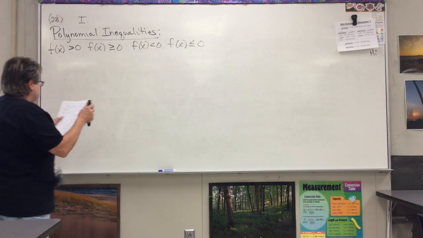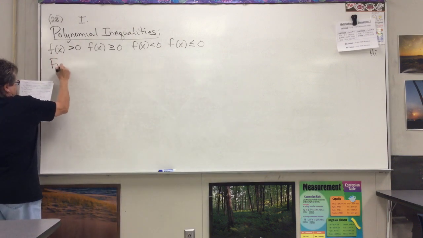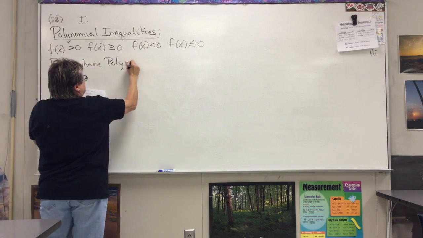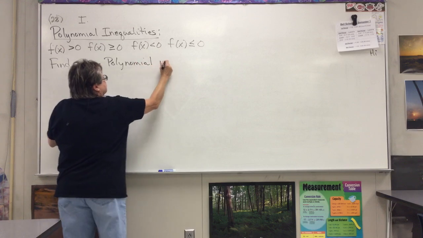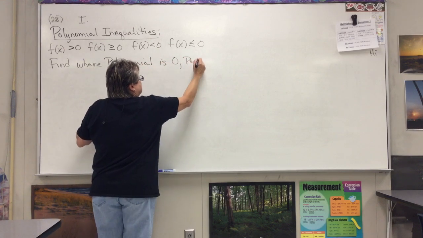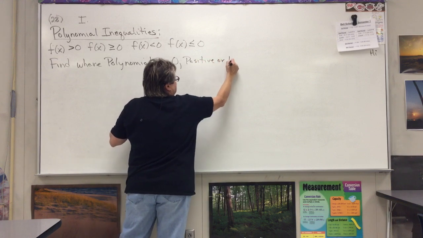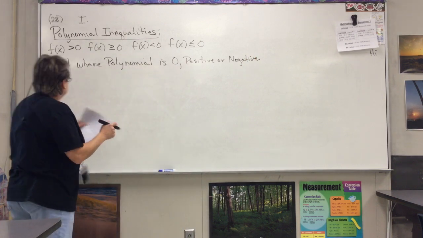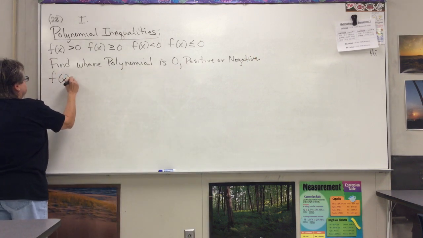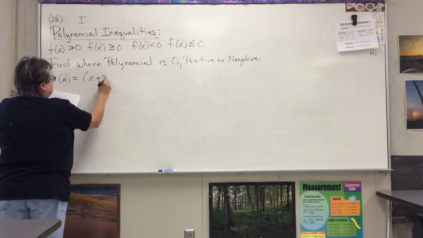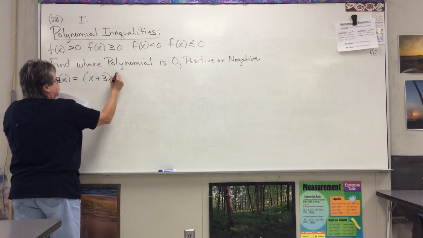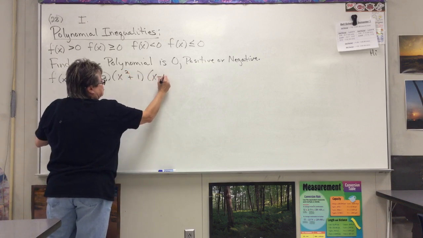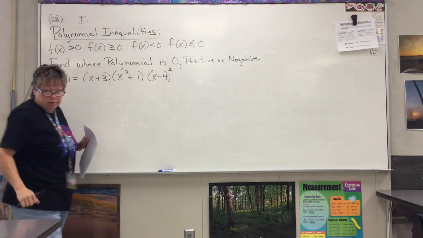A typical question here could be: find where our polynomial is 0, positive, or negative. For our example today, let's say f of x equals, and I've already factored this one, the quantity x plus 3, times the quantity x squared plus 1, times the quantity x minus 4 squared.